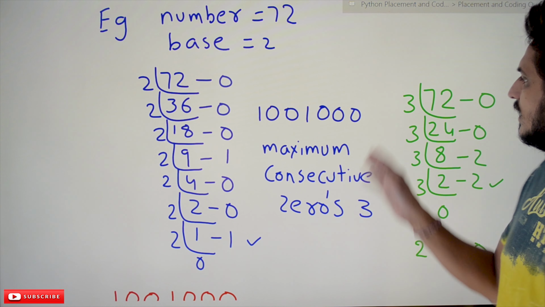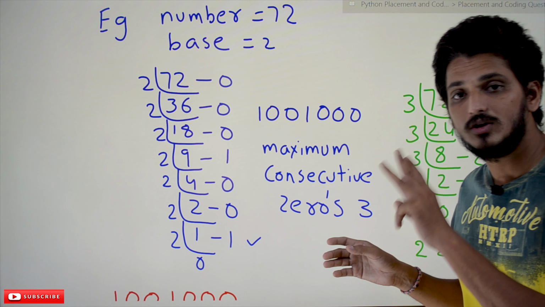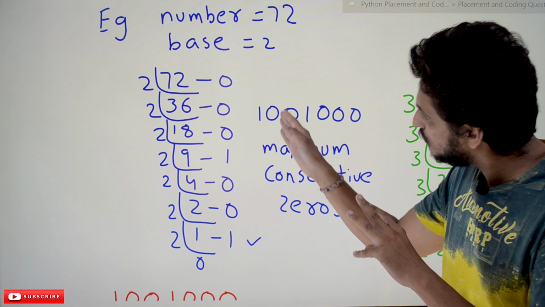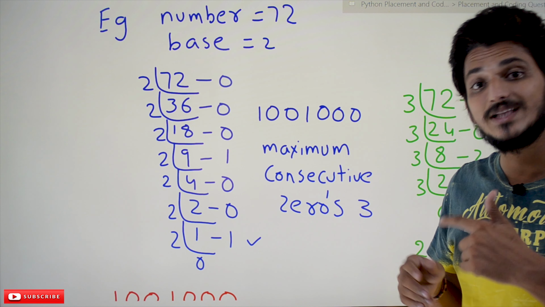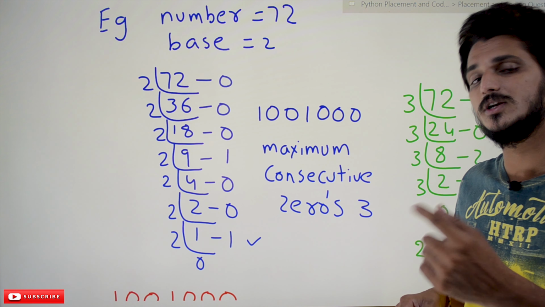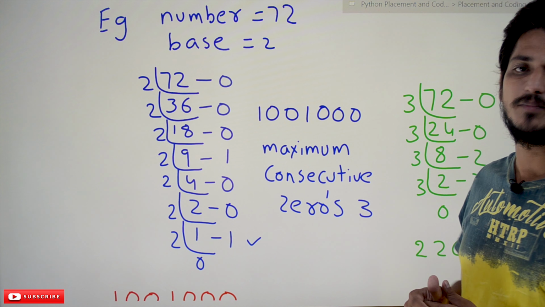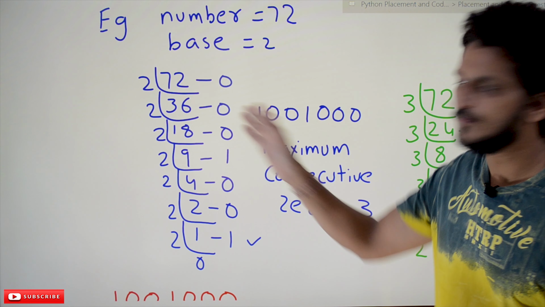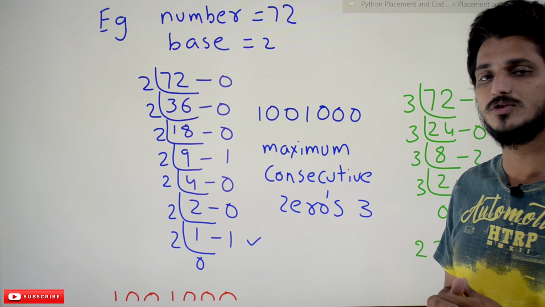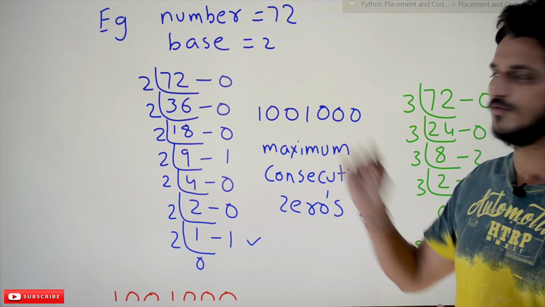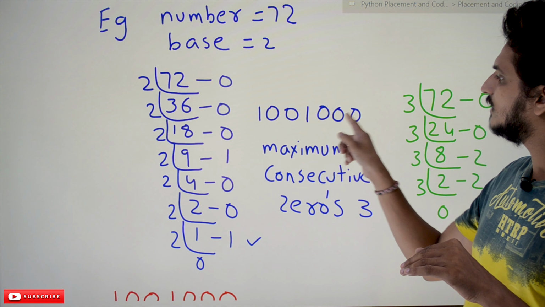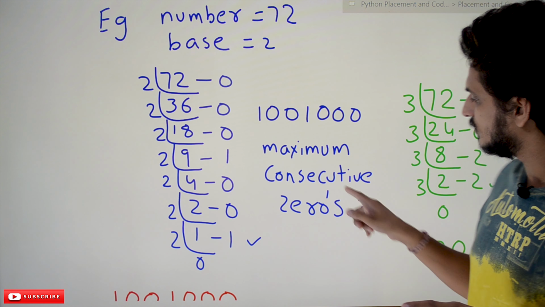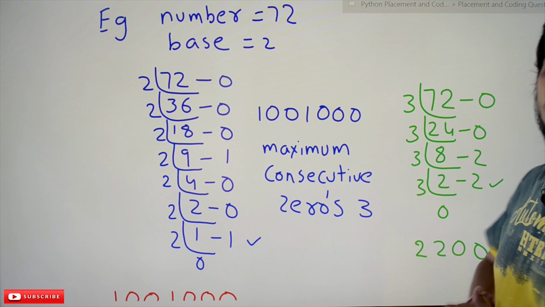Consecutive zeros means 1, 2, 3. The 3 consecutive zeros, and we are having 2 consecutive zeros here. What is the maximum consecutive numbers that are present in the converted number? If you are having 4 consecutive numbers here, what is the maximum? 4 will be the answer. But in this output, what is the maximum consecutive zeros present in this converted number? 1, 2, 3. So our output should be 3. So this is what the question is.